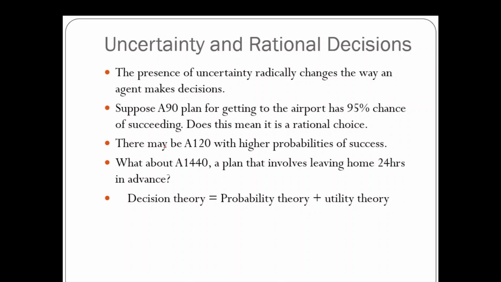Okay. So the presence of uncertainty radically changes the way in which an agent makes decisions. So when uncertainty comes into the picture, it basically changes the way in which the agent makes the decision, right? Suppose plan A90 for getting to the airport has a 95% chance of succeeding. Does this mean it is a rational choice?